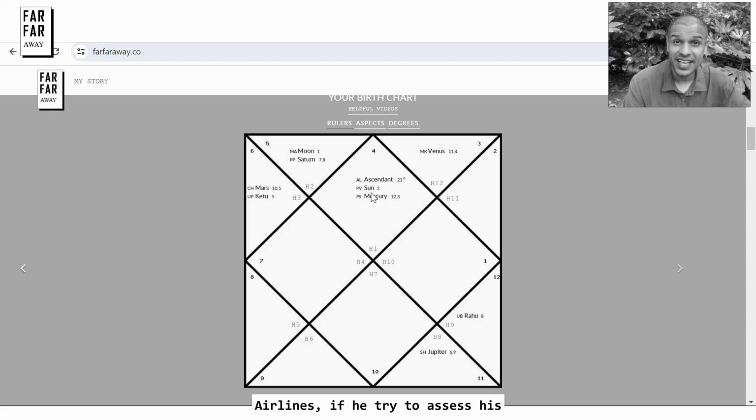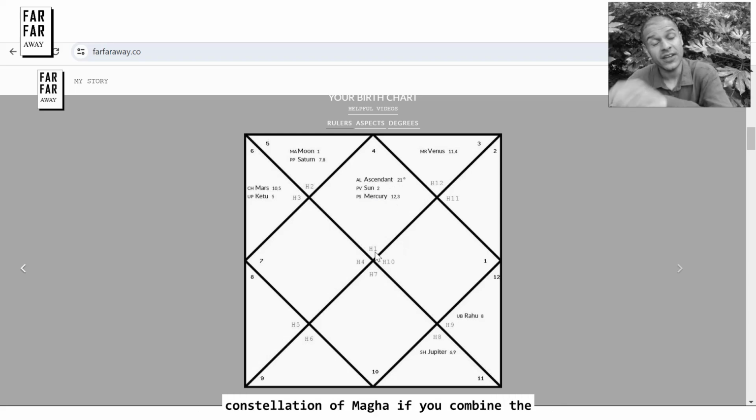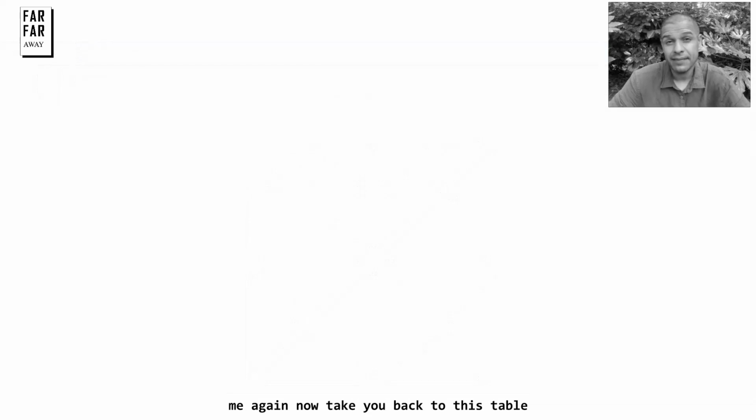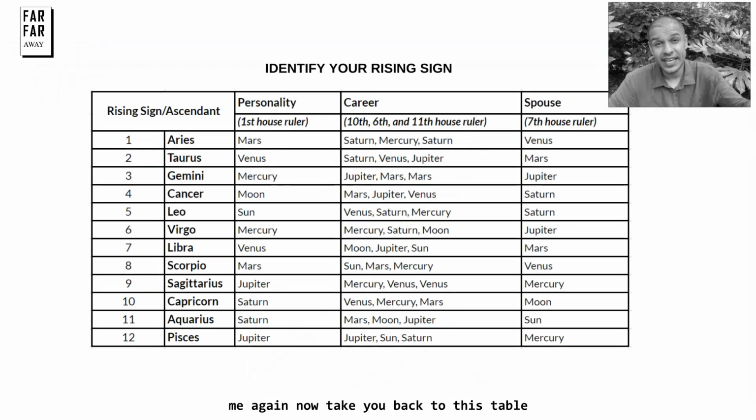If we try to assess his personality, his rising constellation, rising Nakshatra is Ashlesha, and Moon is in the constellation of Magha. If you combine the two, you'll know why he possesses this magnetic personality. And in many ways, I think the ancestors which are ruling the constellation of Magha are helping him achieve success on a material plane. Let me again now take you back to this table.